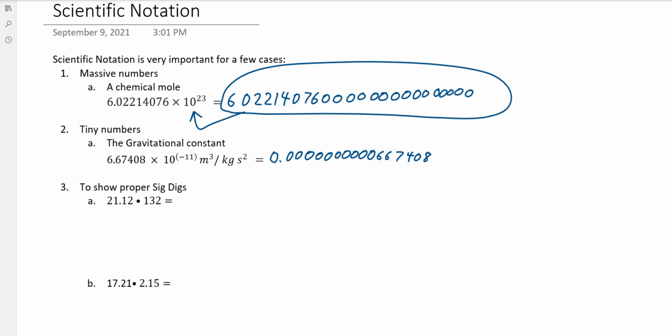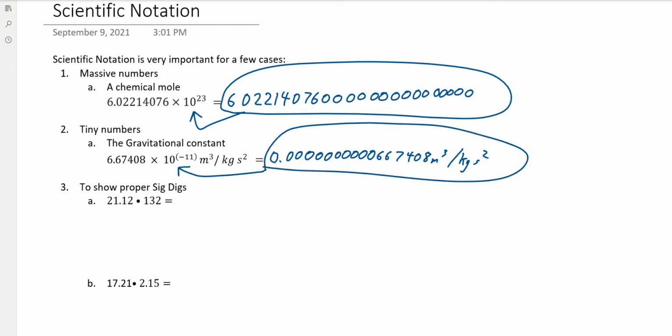And then you can write this out. So if we were to write this out without scientific notation, again, it would be a pain in the butt. So it's easier to write it like this. So that's one reason. It's easier.